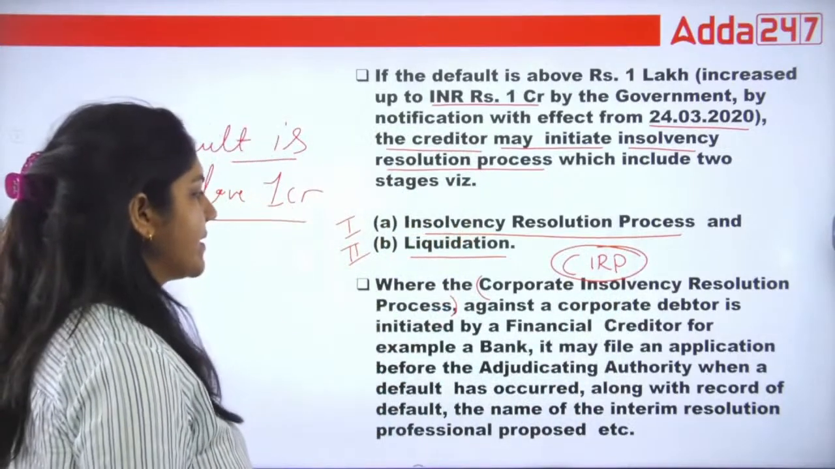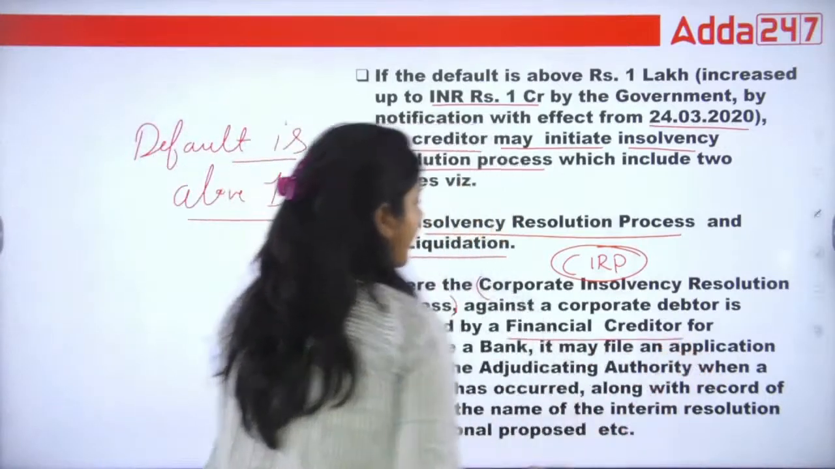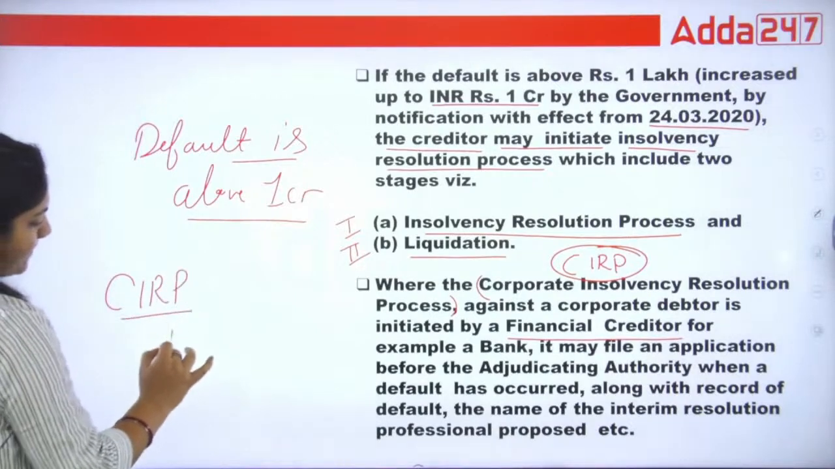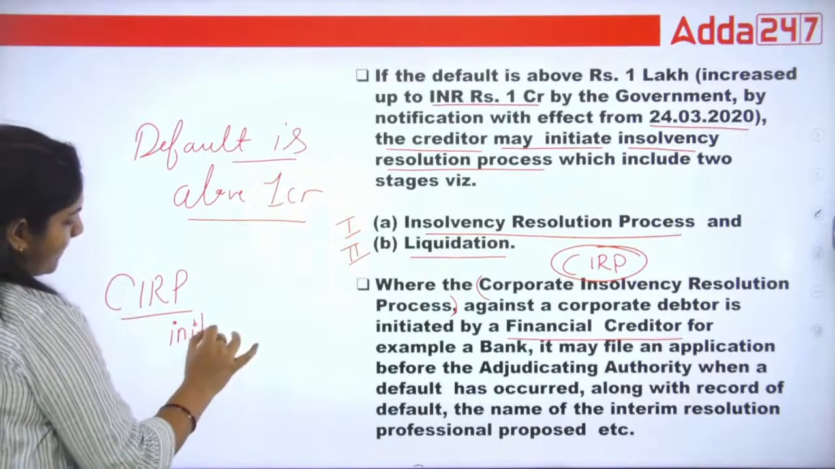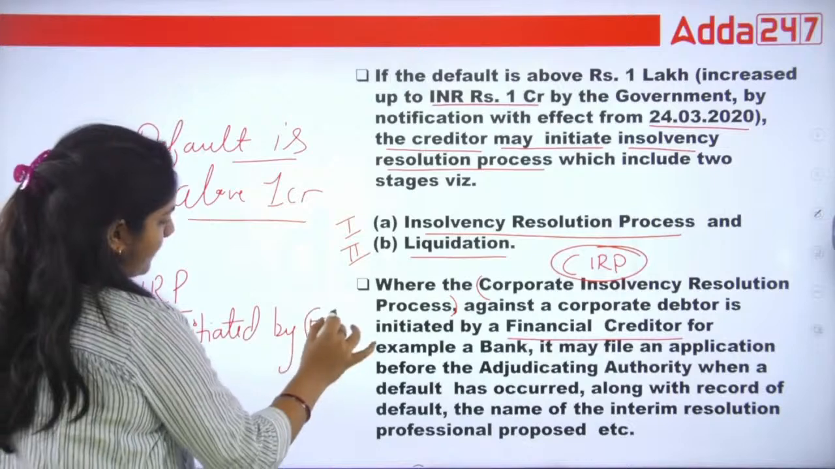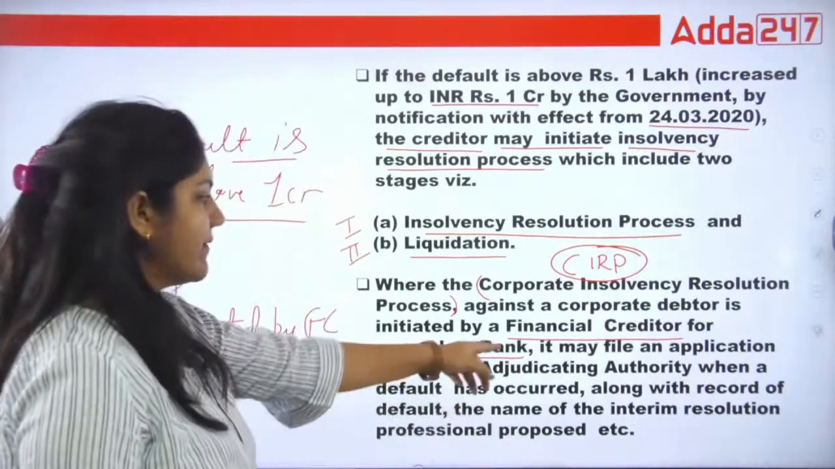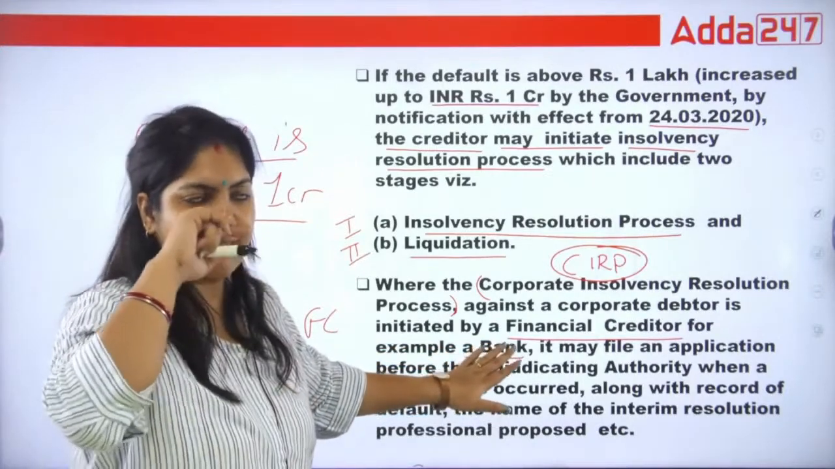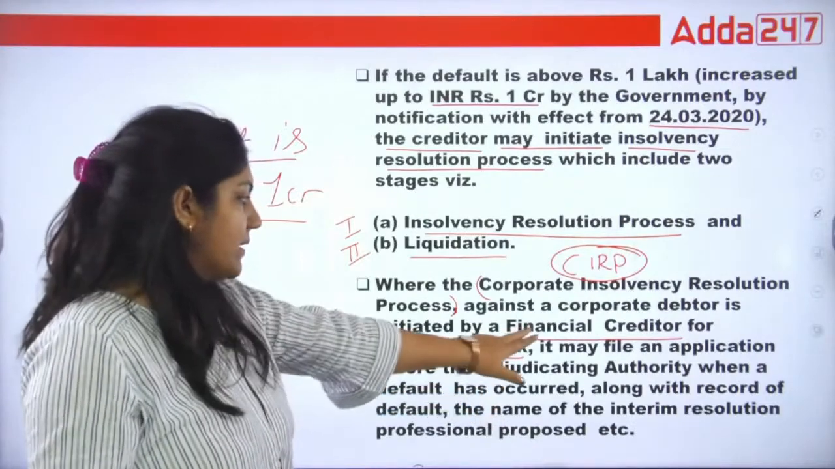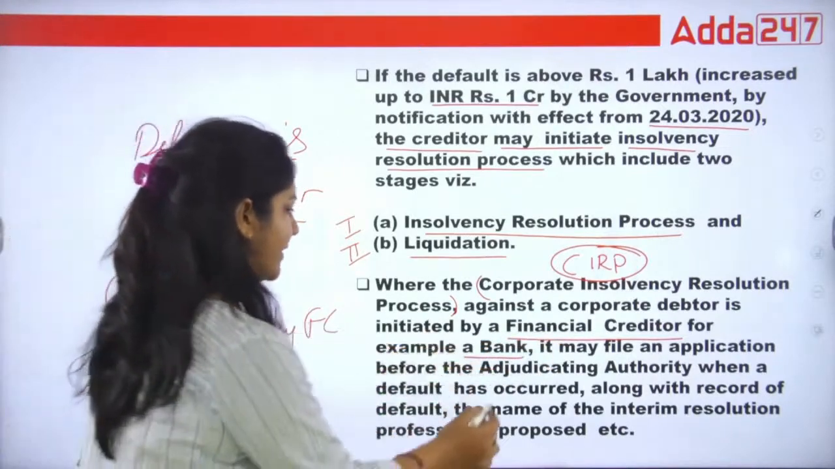Where the CAIRP against a corporate debtor is initiated by a financial creditor. It means this CAIRP is initiated by a financial creditor, for example, a bank, it may file, because we know that basically the company or partnership firm just take a loan from the bank. So the financial creditor, for example a bank, may file an application before the adjudicating authority.